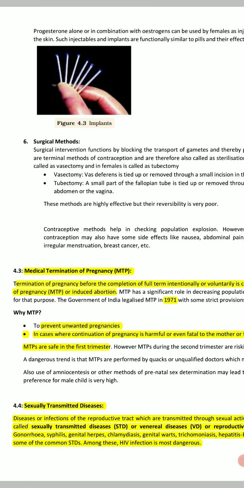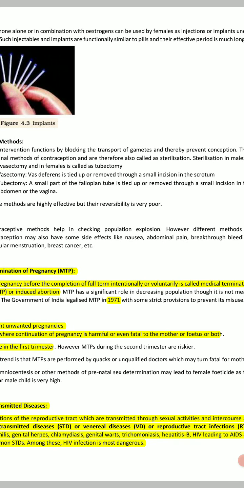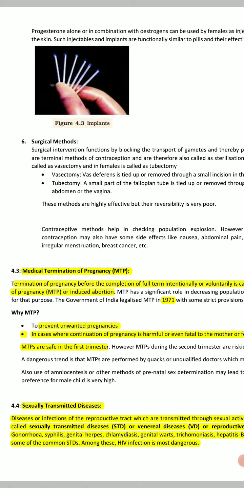So I am repeating again, what is the meaning of STDs? The diseases or infections of the reproductive tract which are transmitted through sexual activities and intercourse are called STDs. The full form of STD is sexually transmitted disease or venereal disease. Examples of STDs are gonorrhea, syphilis, AIDS, genital warts, trichomoniasis. Okay. And among all these, HIV infection is most dangerous and is not a curable disease.